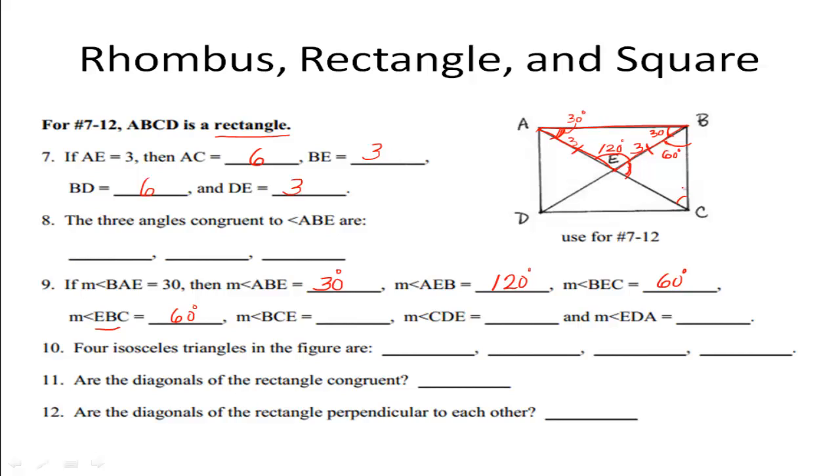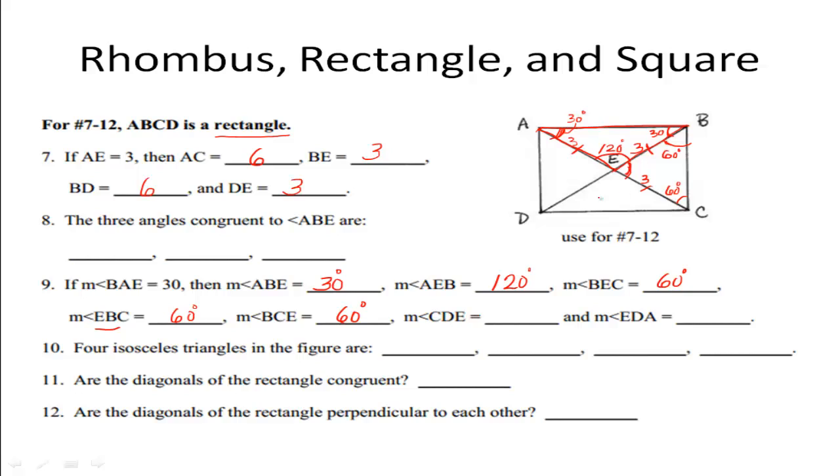The measure of angle BCE, that's this angle here. Well, again, we use the isosceles triangle theorem. I know EB is 3, so EC has to be 3 also, right? So that makes me have a triangle with two congruent sides again, and then this would be a base angle, and this one would be a base angle. Remember, the opposite angles to the congruent sides will also be congruent, so that has to be 60 degrees.